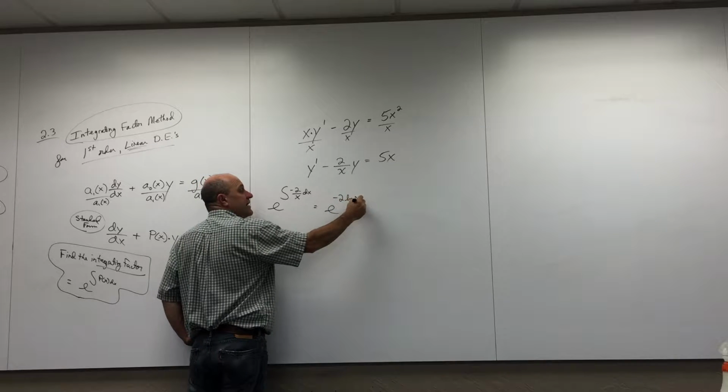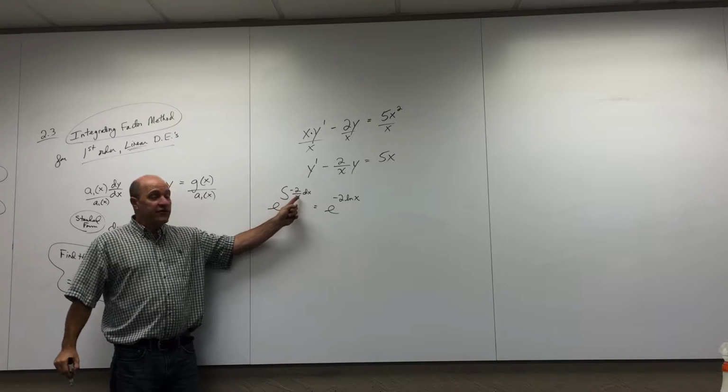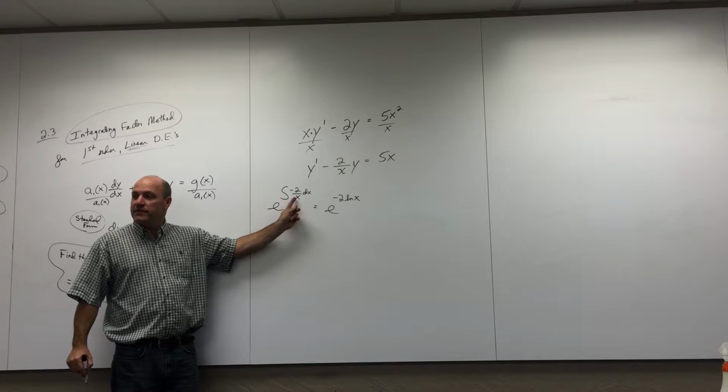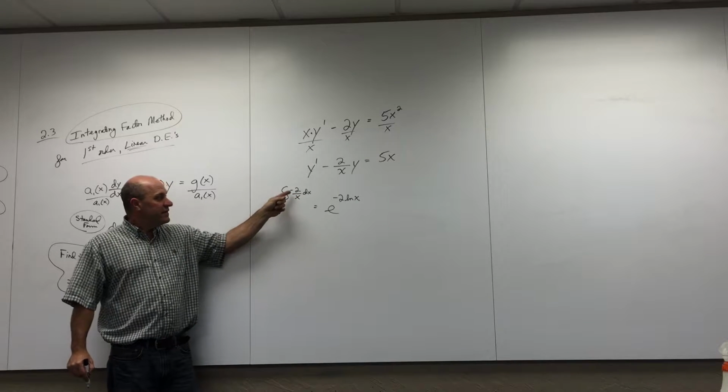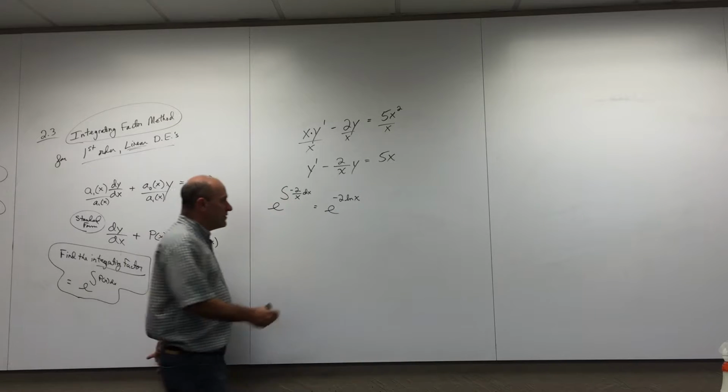-2 ln x. Do you guys agree? Yep. By the way, when you do this little baby integral here, you don't put a plus c. We don't need to put a plus c here. But would that equal 1 over x squared? Well, hold on. You're on to something.